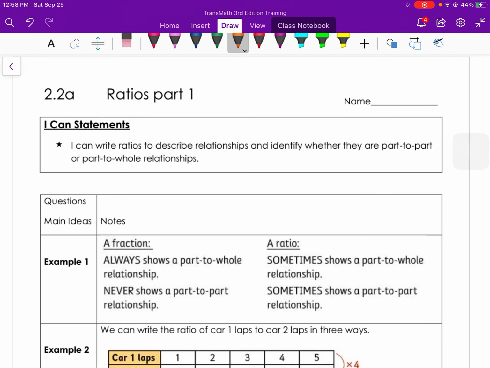Hey class, in today's lesson we're talking about ratios. By the end of today, I'm hoping you can write ratios to describe relationships and identify if those relationships are part to part or part to whole relationships.